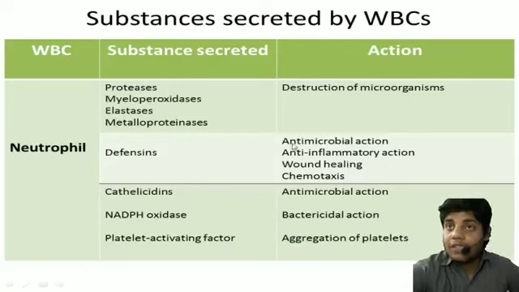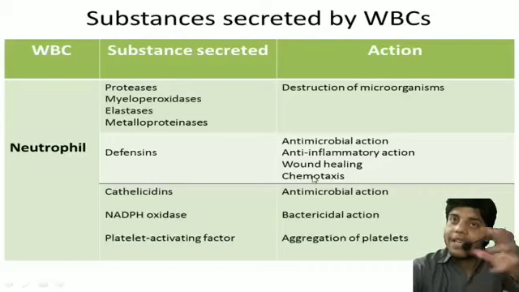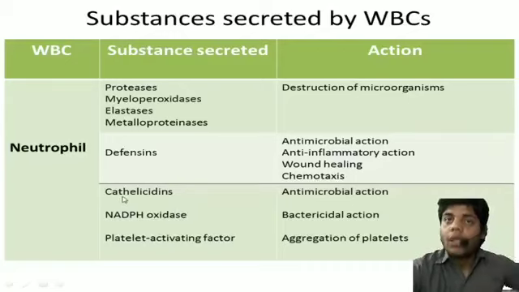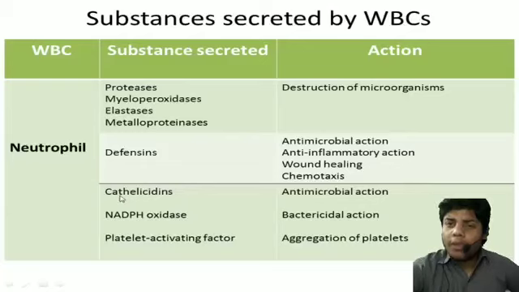Similarly, we have another substance or chemical which is secreted from the neutrophil granules. We call that defensins, and the action of defensin is antimicrobial action against the microorganisms. Anti-inflammatory action means it is against the inflammation direction. Wound healing, it helps in wound healing, and chemotaxis. They can call upon some other cells as well. We have another chemical which is secreted from the granules. We call it cathelicidins.